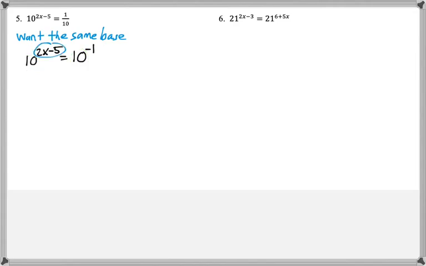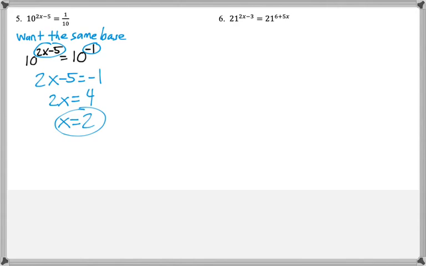And now I can just look at the exponents. So 2x minus 5 is equal to negative 1. And then add 5. So 2x is equal to 4. And then divide both sides by 2. So 2 will be our final answer.